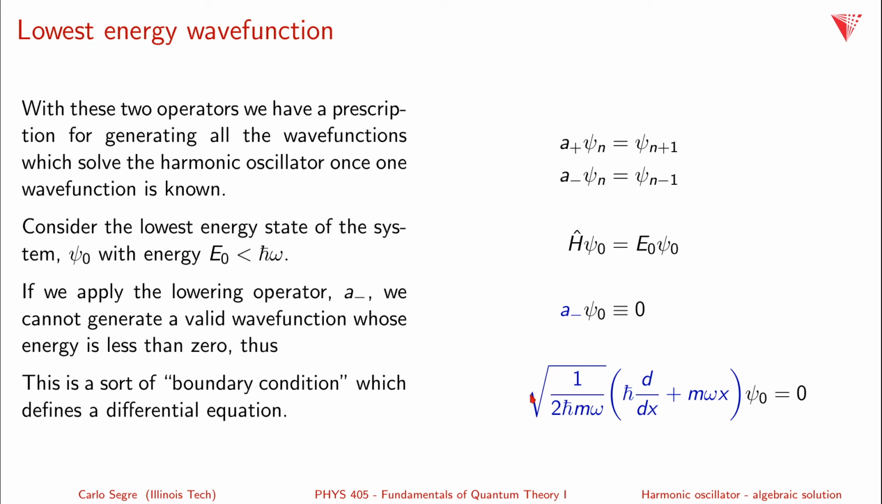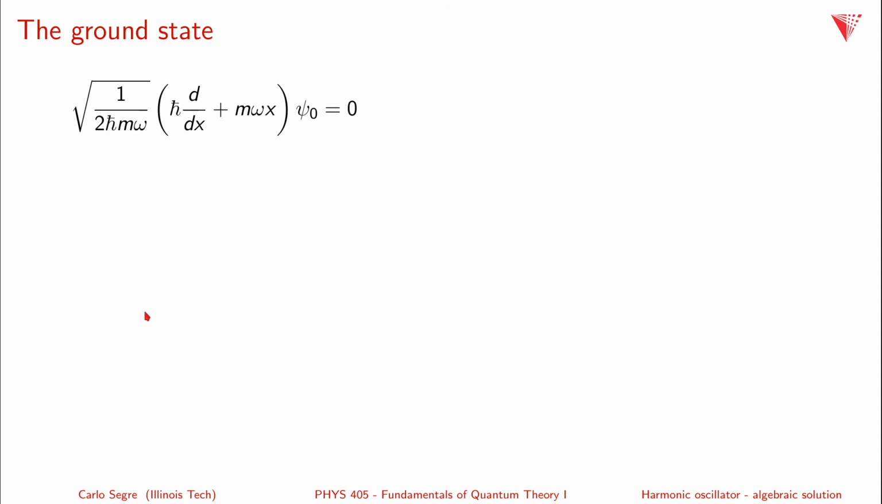So A minus, if you recall from way back, last video, is the square root of 1 over 2 h bar m omega, times the quantity h bar d by dx, that's the p, that's iP, plus m omega x, applied to psi 0 equals 0. Well, now this is an actual differential equation that I can solve. And there it is. This will give me the solution of the ground state.